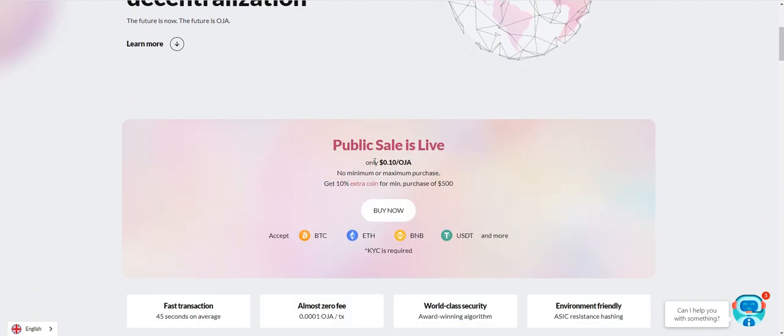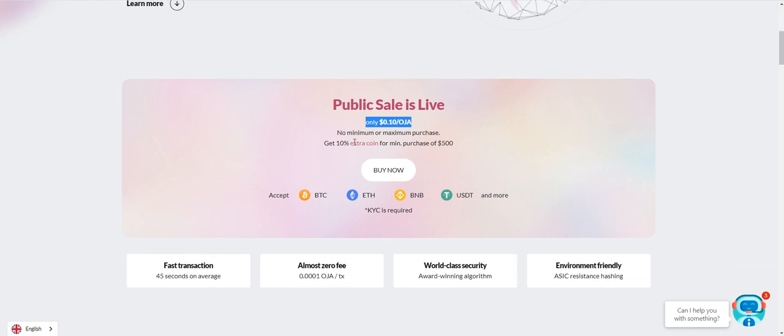The public sale price is only 0.10, okay, with no maximum or minimum purchase. Get 10% extra coin for a minimum purchase of $500. You can purchase with BTC, ETH, BNB, USD. KYC is required to buy the coin.